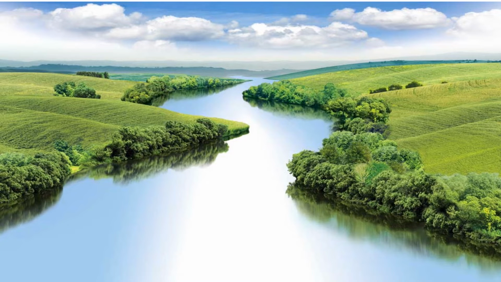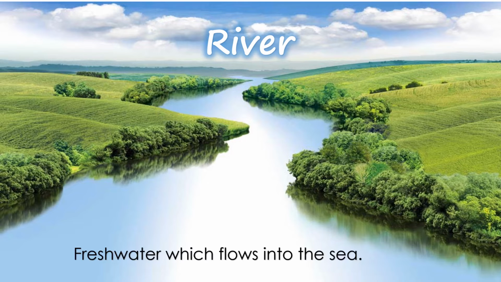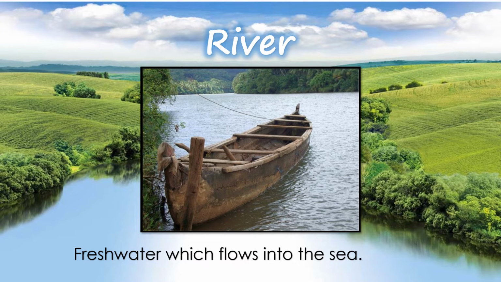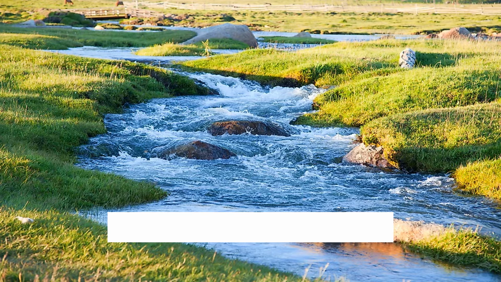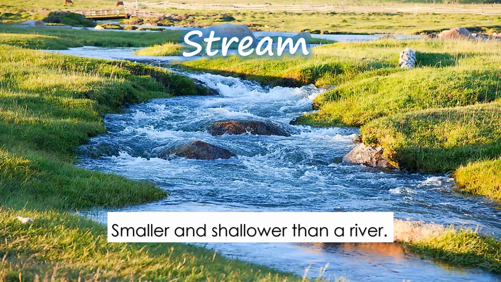The next water form is the river. This is a river. A river is fresh water which flows into the sea. It is used to transport people and goods on a small boat. Next water form is a stream. A stream is smaller and shallower than a river.